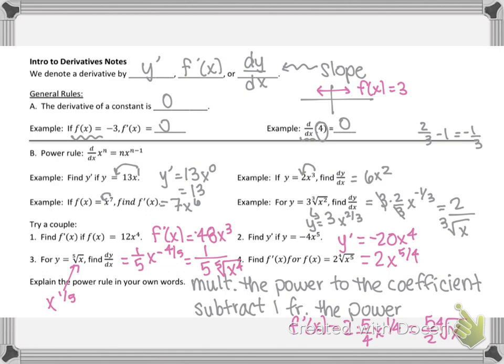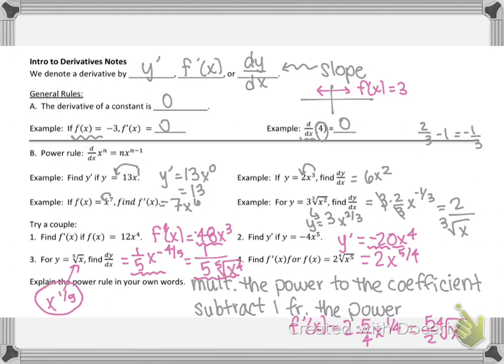Okay, so taking a look at example 1, I got an answer of 48x cubed. Make sure you label your answer as f prime of x, to denote that it's a derivative. Number 2, y prime is equal to 20x to the 4th. Now, on number 3, I rewrote the original function y as x to the 1/5 power. So then I could see to do my power rule, and then I rewrote it without the negative exponent. So either of these answers are correct. Just pay attention to the notation that's required on the assignment.